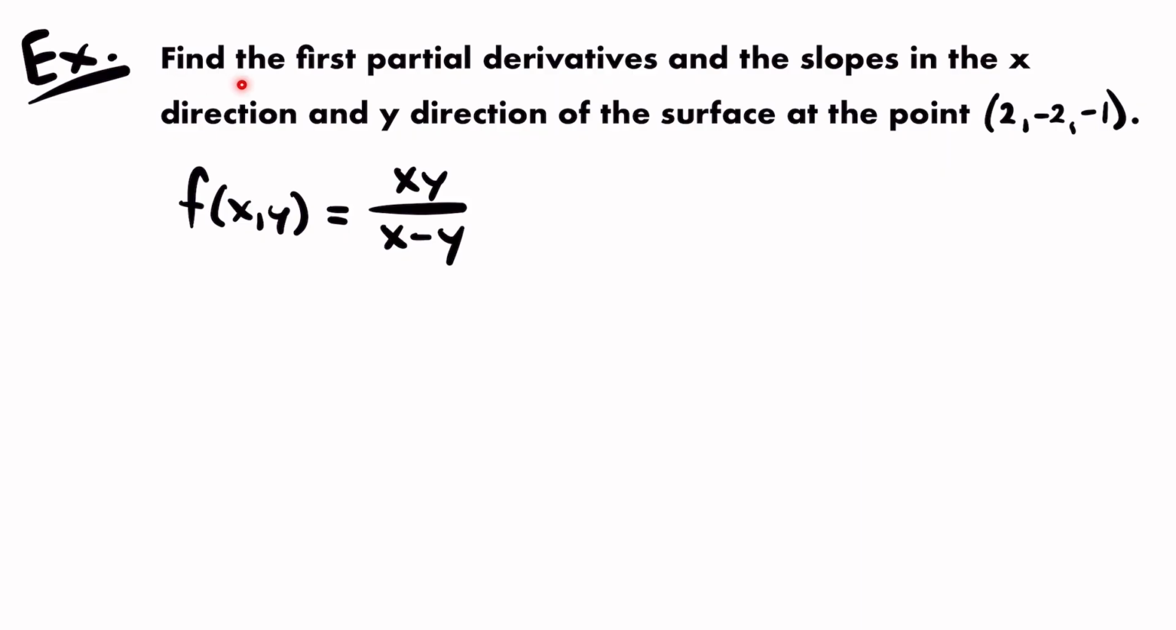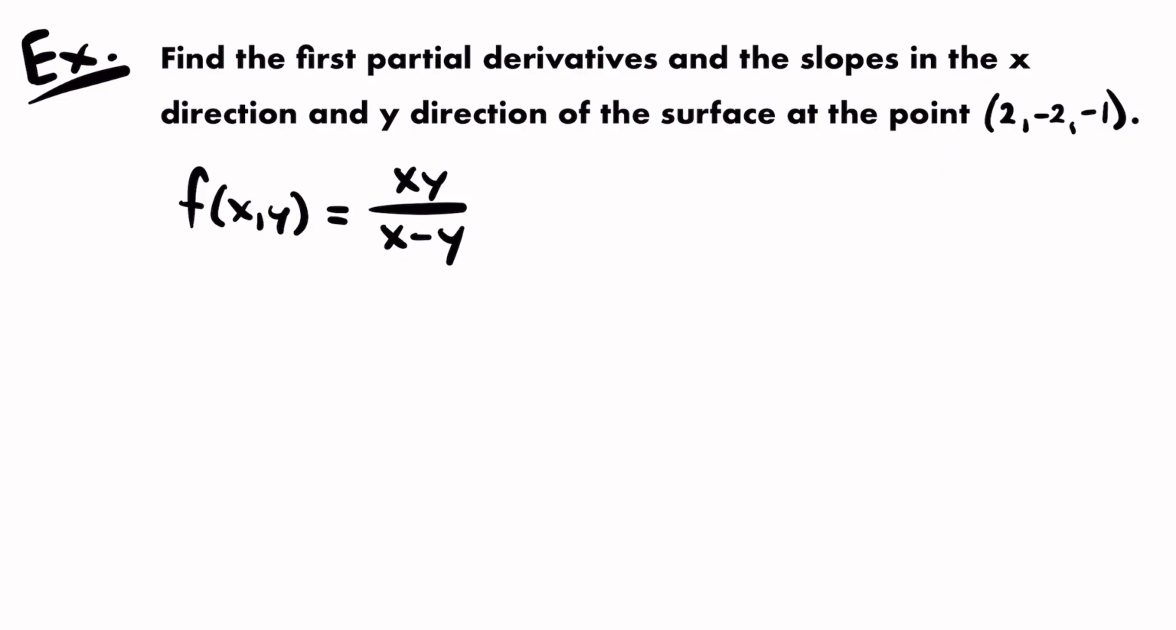Here we once again want to find the first partial derivatives and the slopes in the x direction and y direction of the surface at the point 2, -2, -1. And our function f of x, y is equal to xy divided by x minus y. Okay, so we have a rational function, and both the numerator and denominator involve both of the independent variables x and y. So it looks like we're going to be using the quotient rule for both of our partial derivatives. All right, but let's take it one step at a time here.